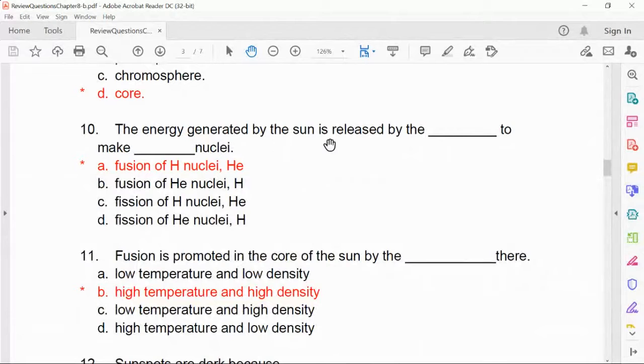Ten, the energy generated by the sun is released by the fusion of hydrogen nuclei to helium. Now, I told you, you should not be confused between fusion and fission. So I don't want you to say, well, it's maybe C. No, actually, the right answer here is A, fusion.